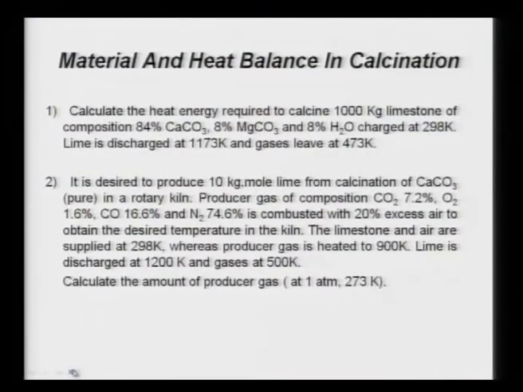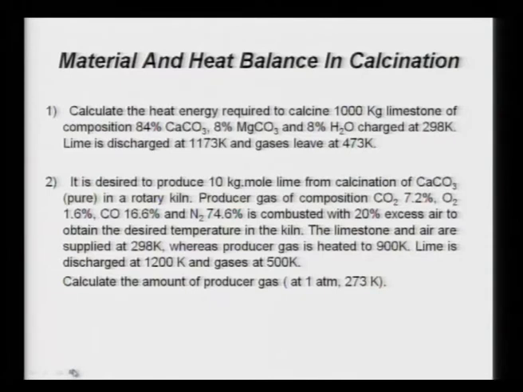So, the first problem: calculate the heat energy required to calcine 1000 kilogram limestone of composition 84% calcium carbonate, 8% MgCO3 and 8% H2O, which is charged at 298 Kelvin. Lime is discharged at 1173 Kelvin and gases leave at 473 Kelvin.